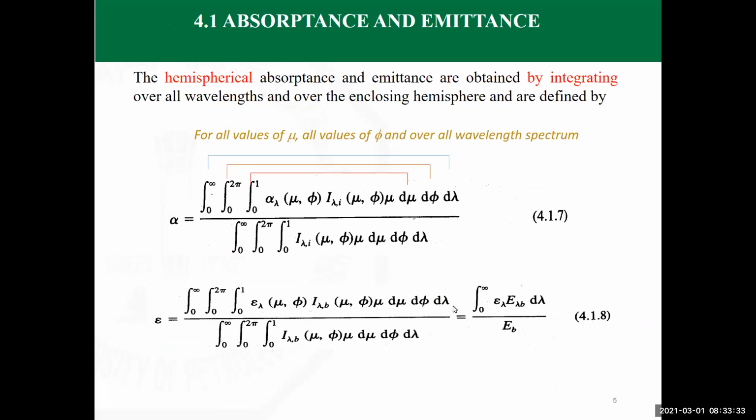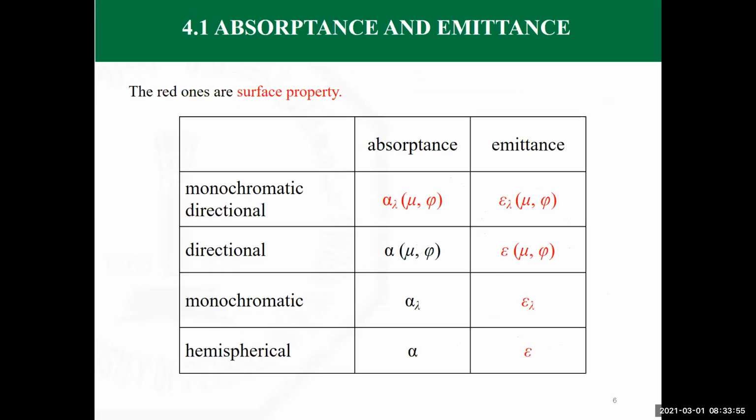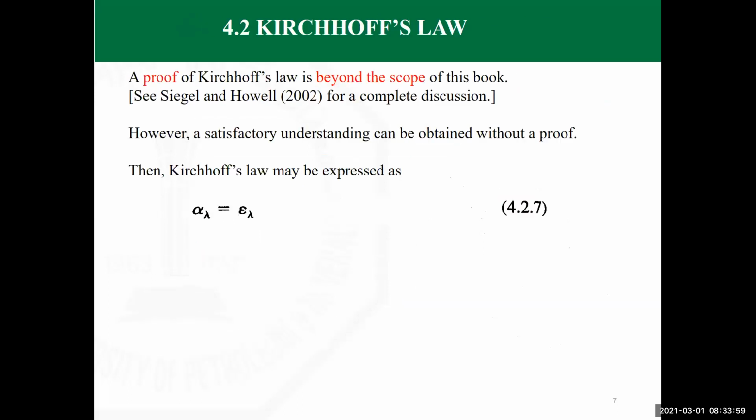If we are going to look for what we call the hemispherical absorptance, in which we are talking about the total absorptance for the whole wavelength and for all directions, the integration here is over the wavelength, over the polar angle and the azimuth angle as well. And that applies for both the absorptance as well as for the emittance. We talked about which of them are considered as surface property.